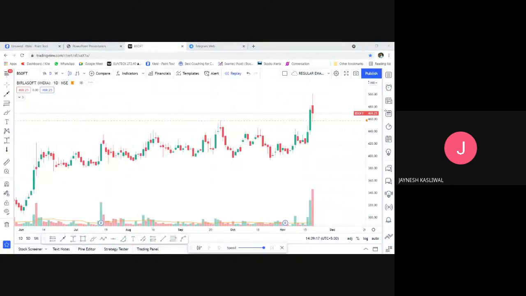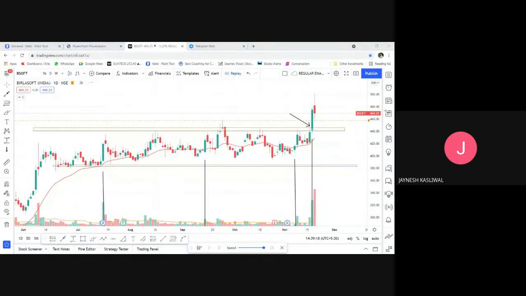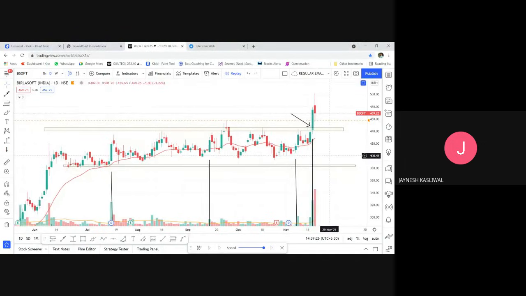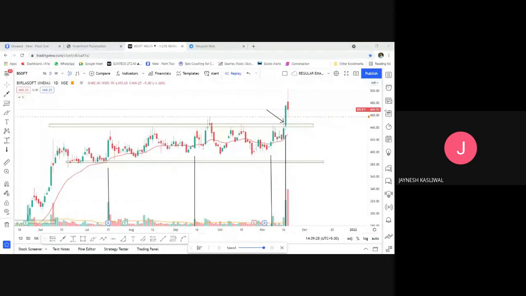The third example that we will be looking at is Birla Soft. Okay, now in this trade, 1 second, I will be solving all your doubts. That is not an issue. Just mute yourself, just put it in the chat box, and I am definitely covering everyone's doubts one by one.